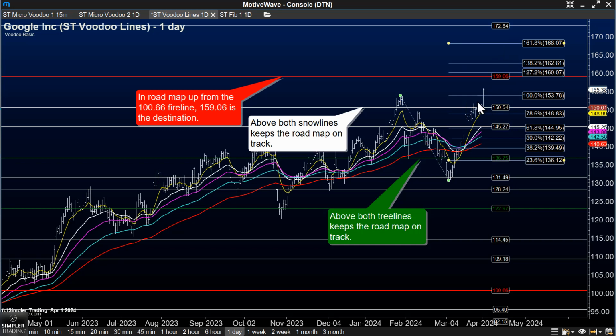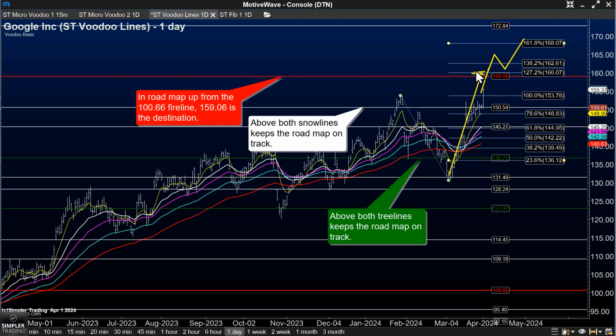Now, support above the fire line, I don't just mean poking our head above there, but getting above and seeing pullbacks that hold that level, keep the focus up. And I don't want to rule out a move continuing in the direction of the trend, but a couple of reasons to look towards this level keep me interested in seeing Google higher.